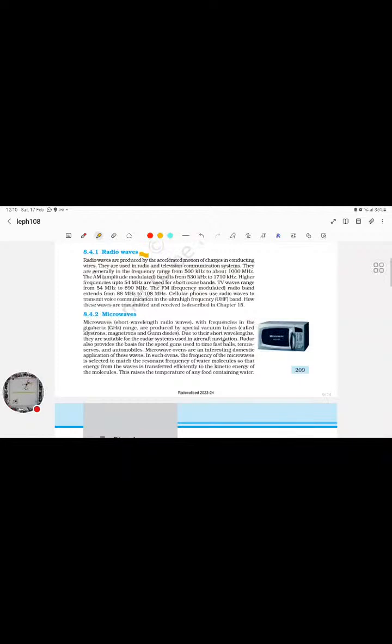So they are saying how they are produced: the accelerated motion of charges in conducting wires. Generally, wherever there is accelerated motion, there will be electromagnetic wave radiation. And in the radio waves, they are speaking about the general scenario. They are used in radio and television communication systems. So radio waves will obviously be used in radio and television communication systems.